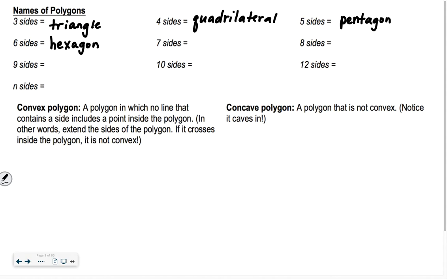7 sides is the hard one. Ah, so we have 2 answers. Some people say septagon, some people say heptagon. It is heptagon, I know. It's so confusing, and I'll tell you why it's confusing in just a second. 8 sides. Octagon.